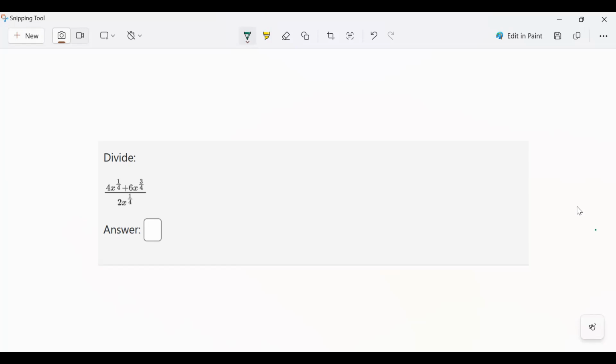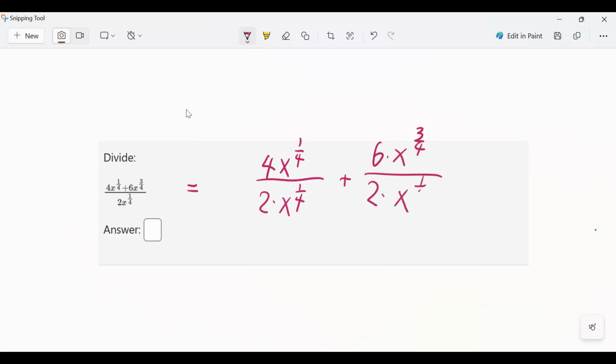All right, let's go over the solution here. So first of all, you can divide that. Split it out, right? x over 2 times x to the quarter. And that's the first term. The second term, 6 times x to the 3/4 over 2 times x to the 1/4. Now simplify from there, 4 by 2, that's 2. And then the other one gets cancelled. 6 by 2.